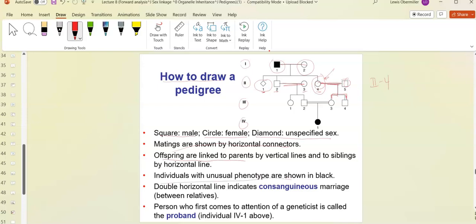Individuals with unusual phenotypes are shown in black. So this is usually the condition. Let's say that this is hemophilia, just for fun, or maybe it's a blue person, I don't know. Double horizontal lines we call consanguineous. That's a nice way of saying inbreeding. So this is a consanguineous mating, cousins or closer, that produces this offspring, right?